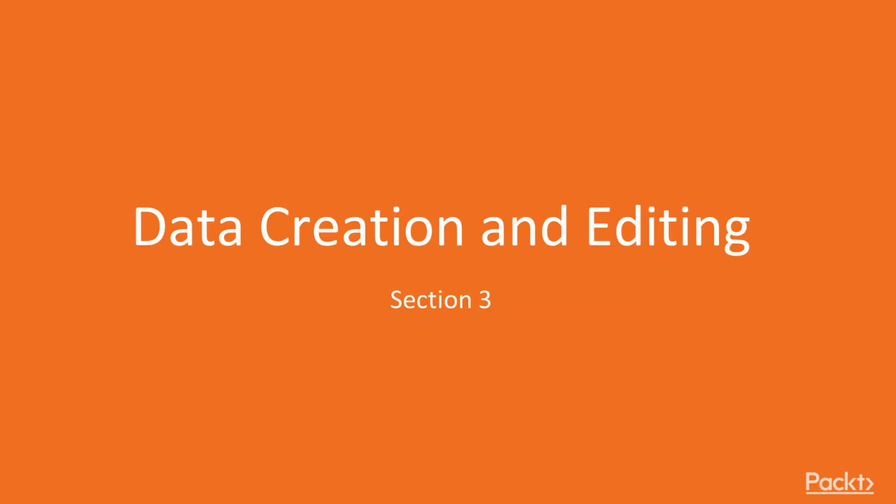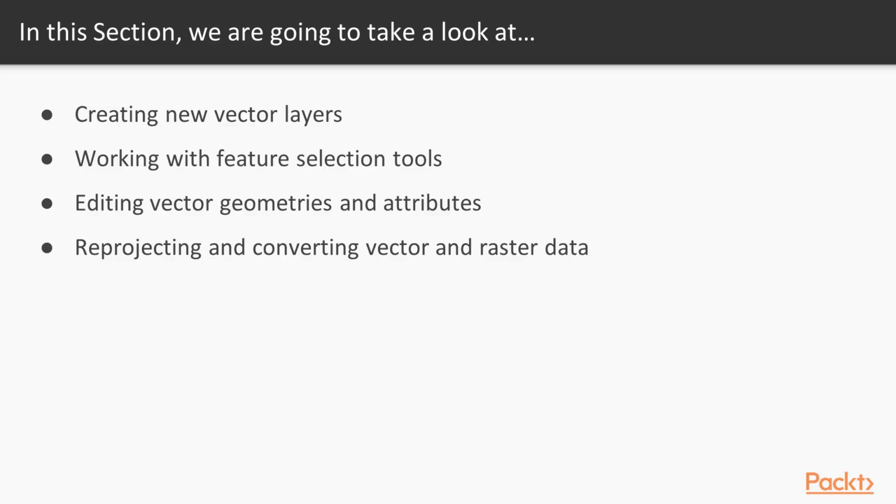Hello, welcome to a new section of this course, Data Creation and Editing. In the previous section, we used QGIS to view spatial data from various different data sources, such as files, databases, and web services, in order to create our first map. In this section, we'll create some new vector layers and explain how to select features and take measurements. We'll then continue with editing feature geometries and attributes.